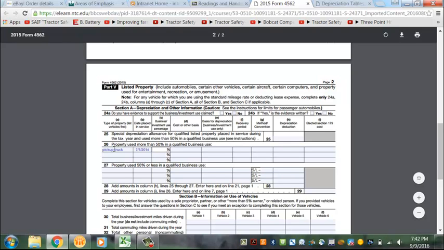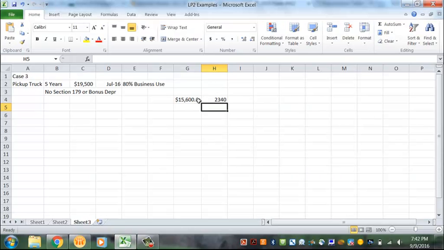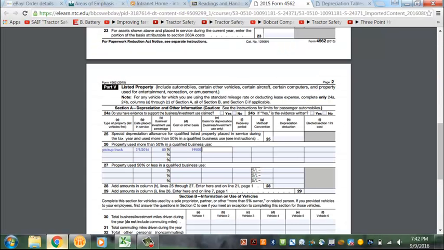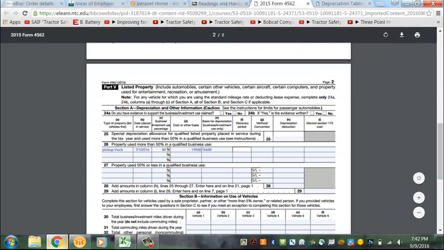Our business or investment use percentage, we know that's the 80%. Our cost or other basis has to be the amount that you bought it for in total, so this has to be the $19,500. Then this section E right here is the basis for depreciation. This is where we put the amount that we're actually depreciating, which is the $15,600 that we calculated. Then our recovery period we know is 5 years.